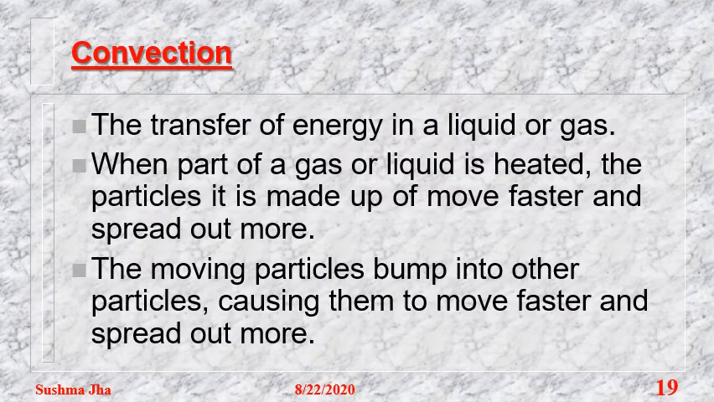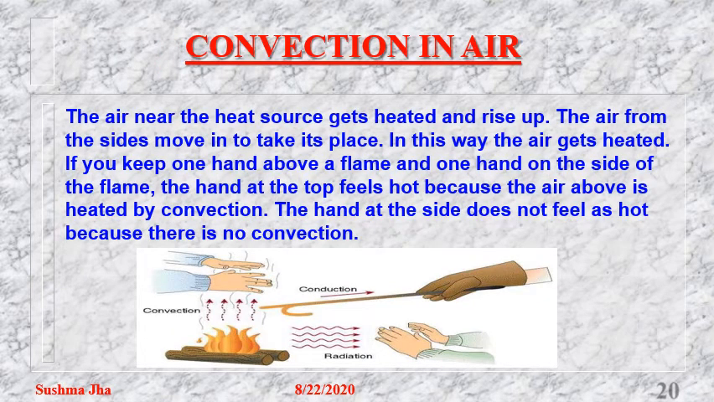So about convection we can say it is the transfer of energy taking place in liquid or gas. When a part of a gas or liquid is heated, the particles move faster and spread out more. The moving particles bump into other particles, causing them to move faster and spread out more. Another example of convection in air, which you all might have felt, is that the air near the heat source gets heated and rises up. The air from the sides moves in to take its place. In this way, the air gets heated.